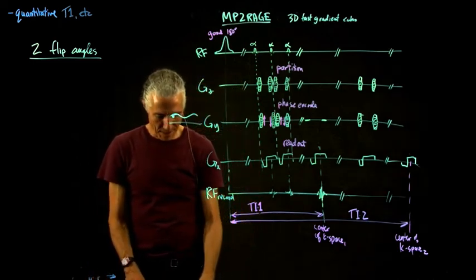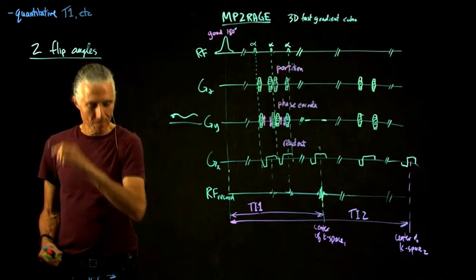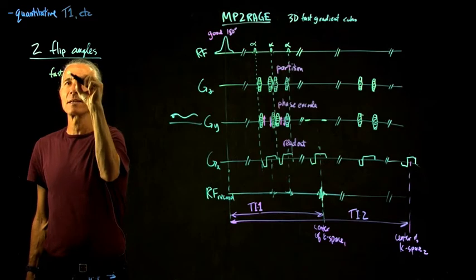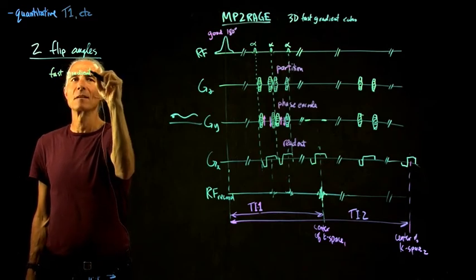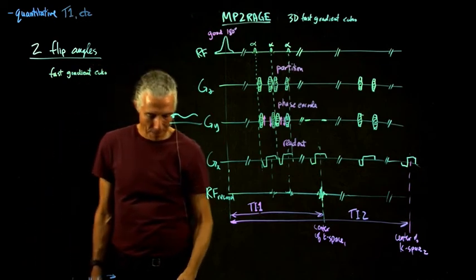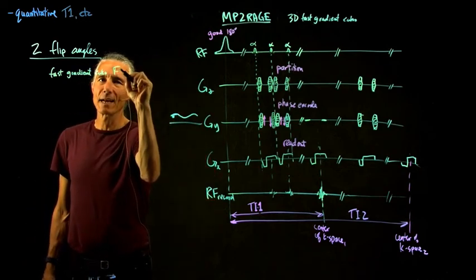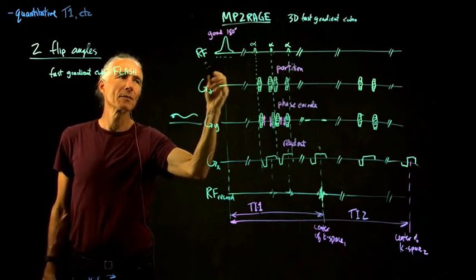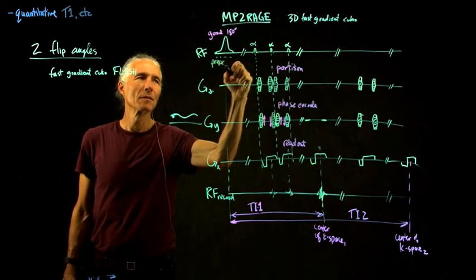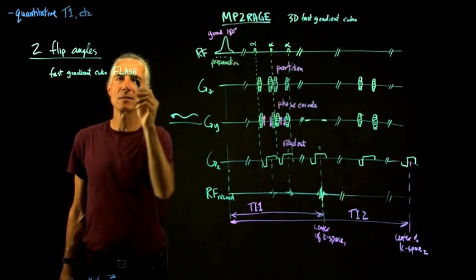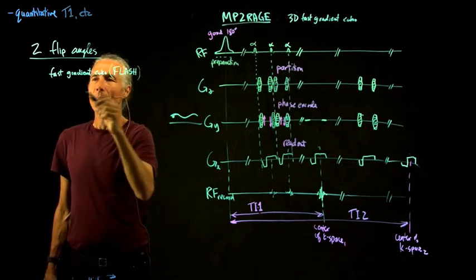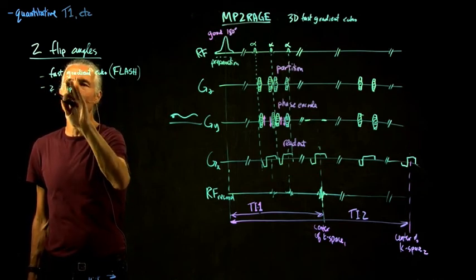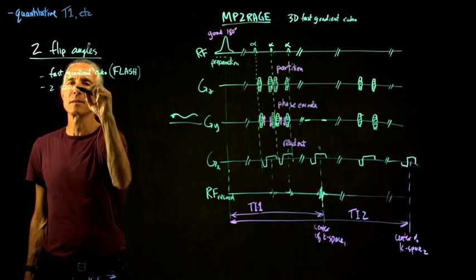So the idea here is that we do our standard fast gradient echo, which is FLASH, so not MP-RAGE, just regular FLASH, no preparation here. This is the preparation pulse, so don't do that. Just do regular FLASH, but with two flip angles. So two separate, complete scans.